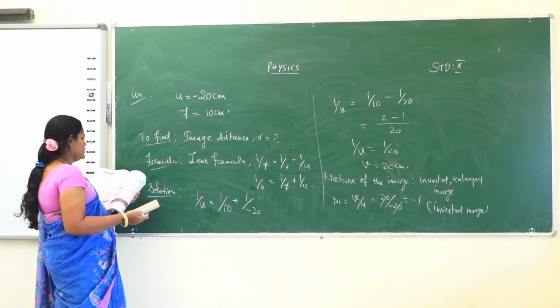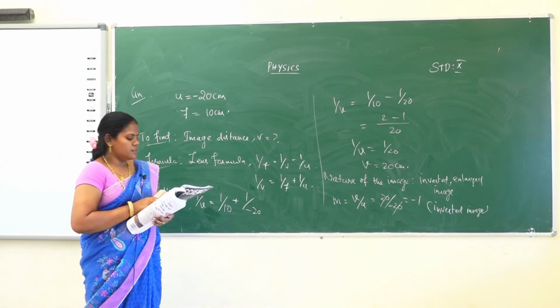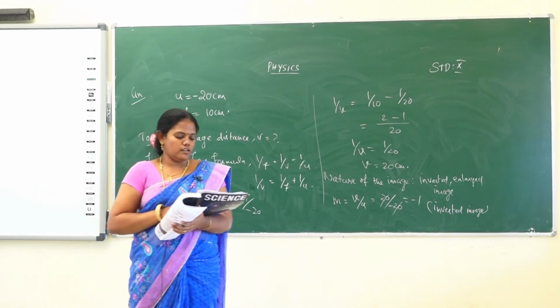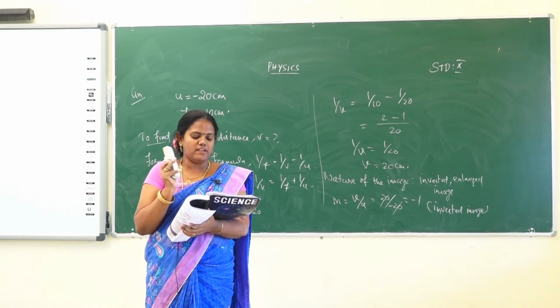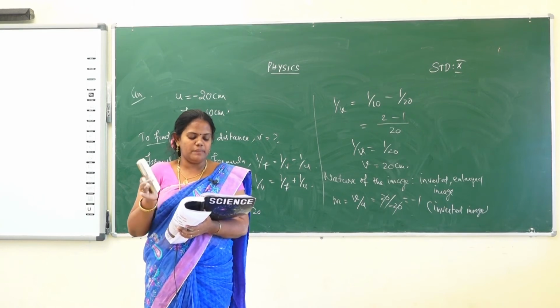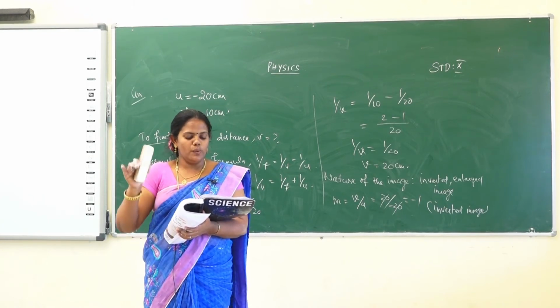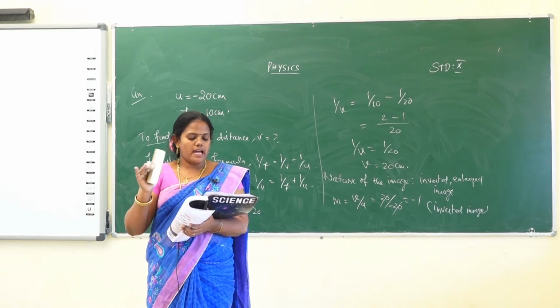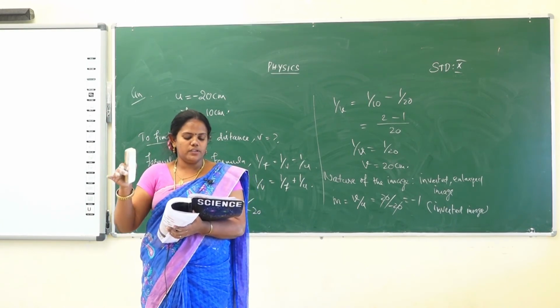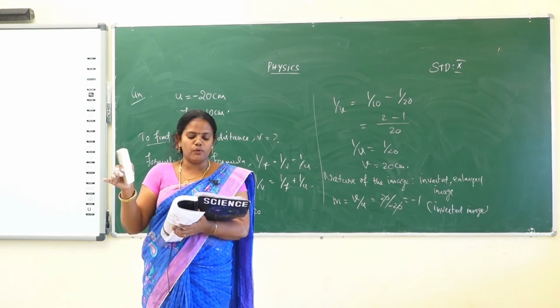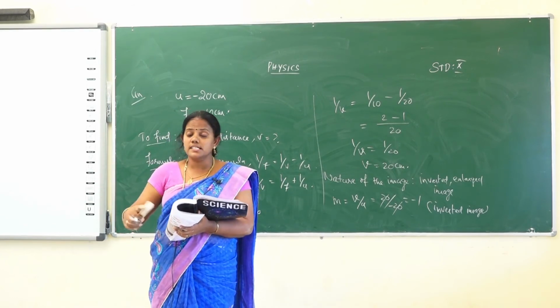Okay, then what's the second problem? An object of height 3 centimeter is placed at 10 centimeter from the concave lens. Focal length is 15 centimeter. Find the size of the image. Height 3 centimeters, placed at 10 centimeter. Height value கொடுத்துட்டாங்க, U value கொடுத்துட்டாங்க. We will find out the focal length 15 centimeter and then the size of the image also.